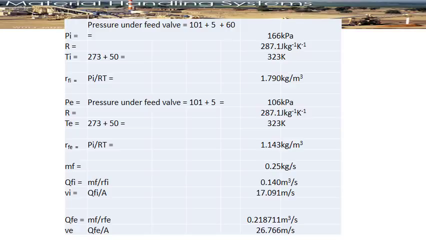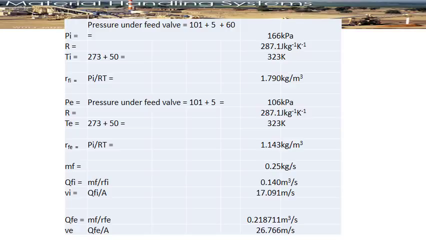Do the same operation once again, and we can see that the density is going to be 1.143 kilogram per cubic meter. The MF is given, which is 0.25 kilogram per second, and the QFI in this case is going to be how many kilograms per second we are moving divided by the density, and it's going to be equal to 0.140 cubic meter per second.